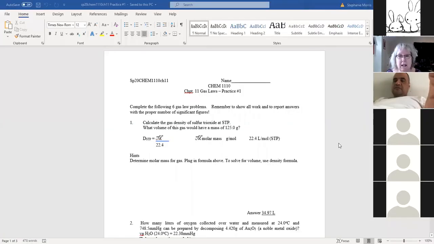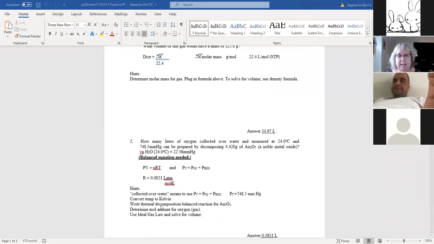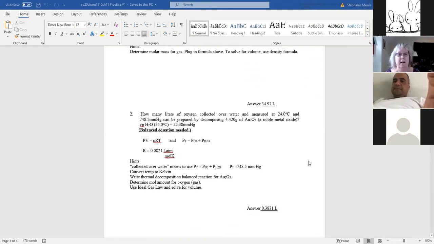Hold on. Let's see, which one is it? Can y'all see this problem? Okay. Let me read the problem out and go over the hints, and then I'll set it up on another piece of paper. Is that good?